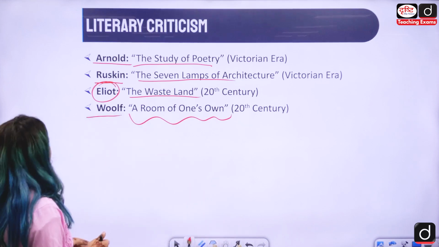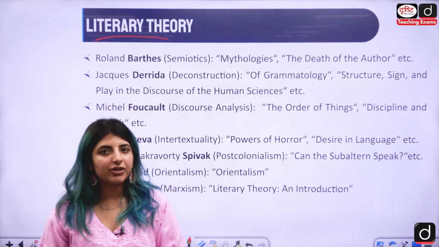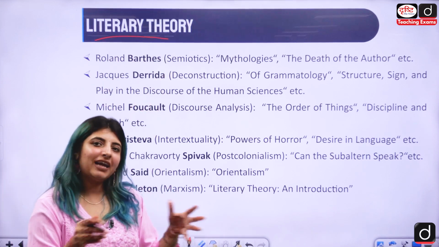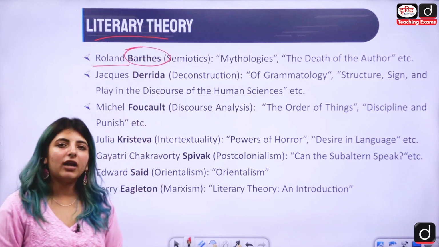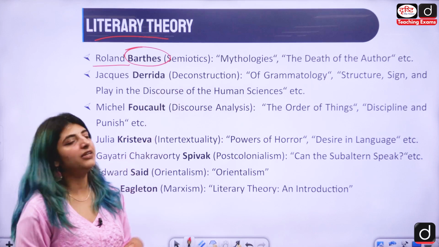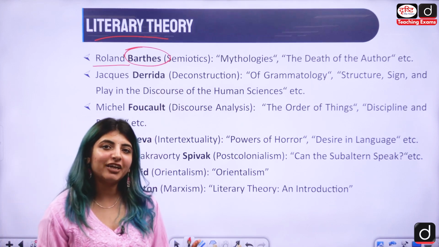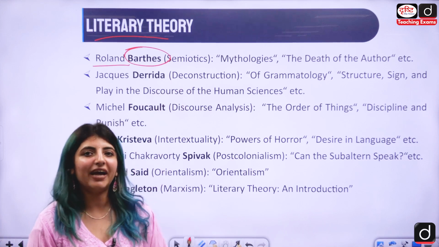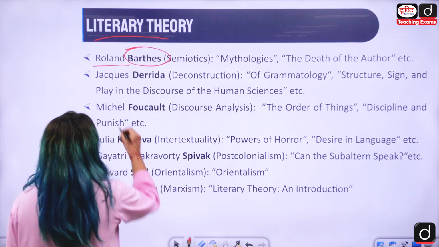Okay? Then we have literary theory, which is somewhere or the other related to cultural studies as well. So it's an amalgamation of the same. Here we have important writers such as Roland Barthes, who tries to talk about the death of the author, and about myths, mythologies. He tries to talk about beer, wine, surf, all these things in his work, Mythologies, as well.